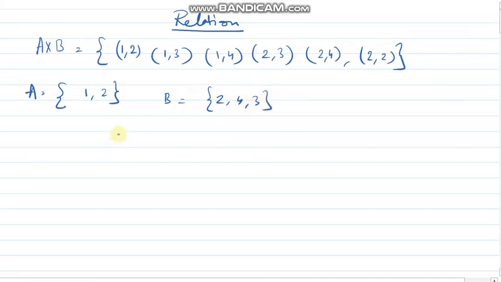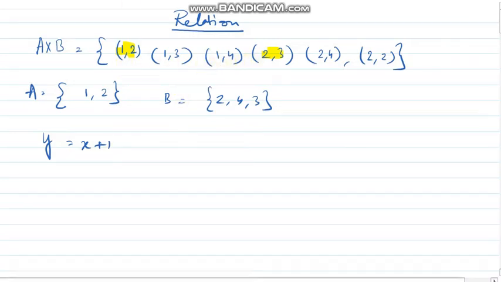Now, what's the relation? If I choose any ordered pairs, and if they are following the same criteria, then we can say that there is a relation. Like if I choose these ordered pairs (1, 2) and (2, 3), can we write that y equals x plus 1? This is the relation between these two.